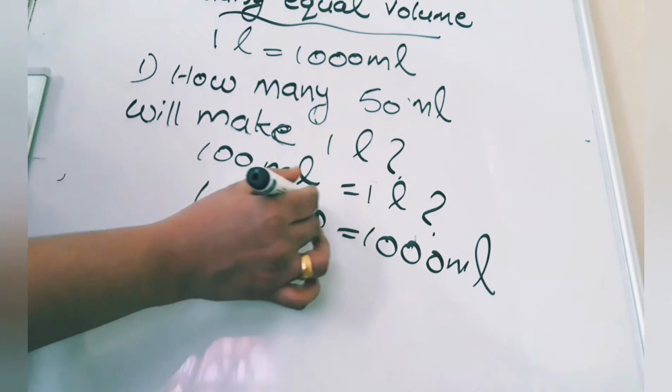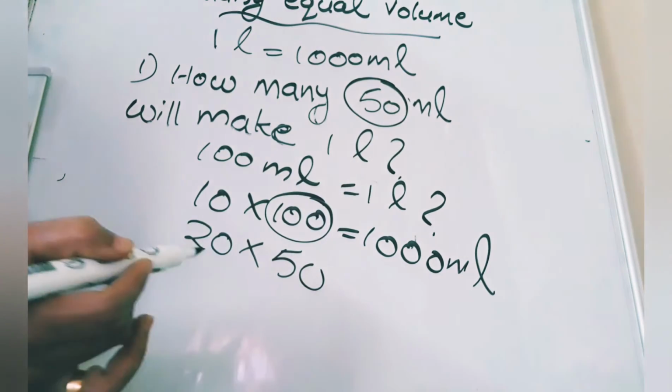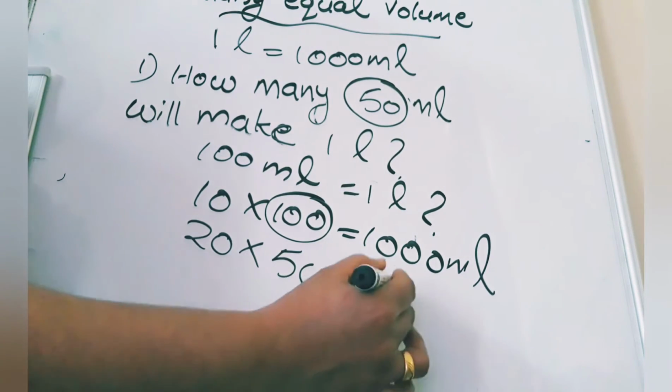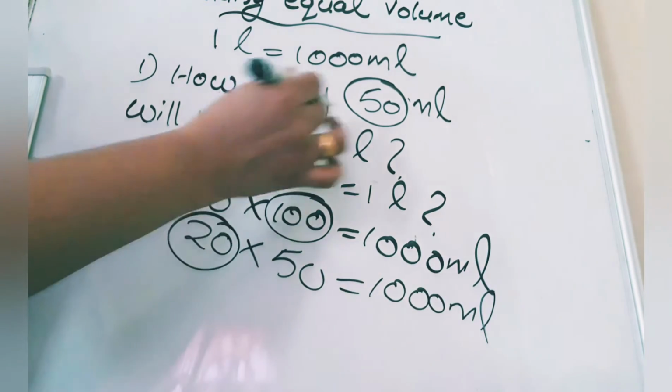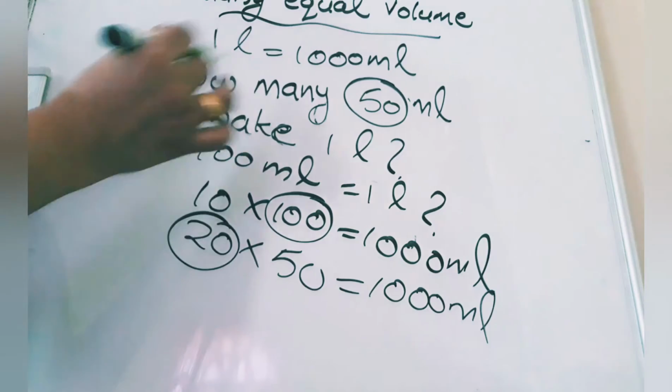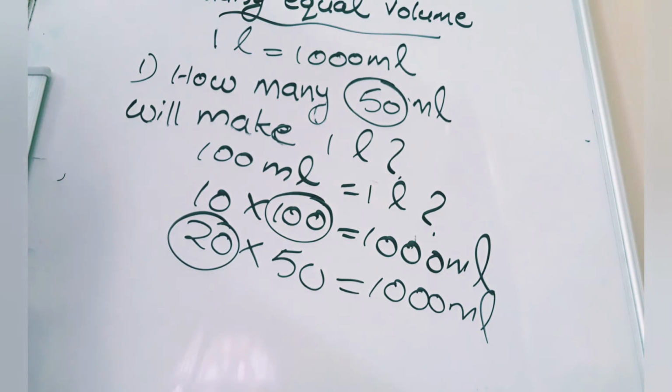When I take tens double, hundreds half, I can take 20 times 50. Our question is what? 20 times 50 is equal to 1000 ml. So the answer is what? 20 times 50. 20 into 50. How many 50 ml? 20 50 ml will make 1000 ml or 1 liter.